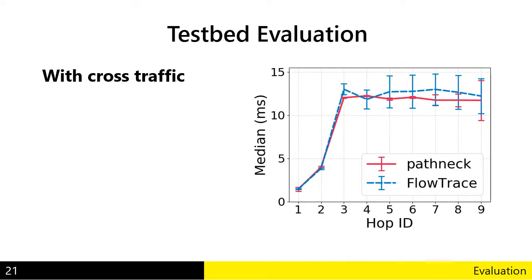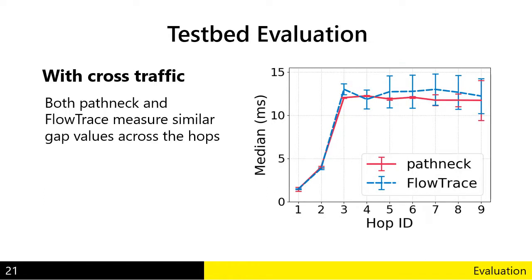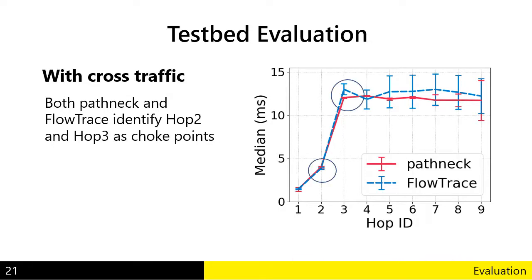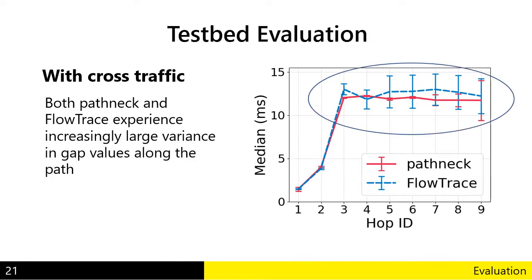So with cross traffic, we see that both pathneck and FlowTrace measure similar gap values. Again, the median gap values are similar across all the hops. We see that both pathneck and FlowTrace report the same hops as choke points. However, we do note that the variance in the measured gap values increases as we go along the path. This is the case for both pathneck and FlowTrace.